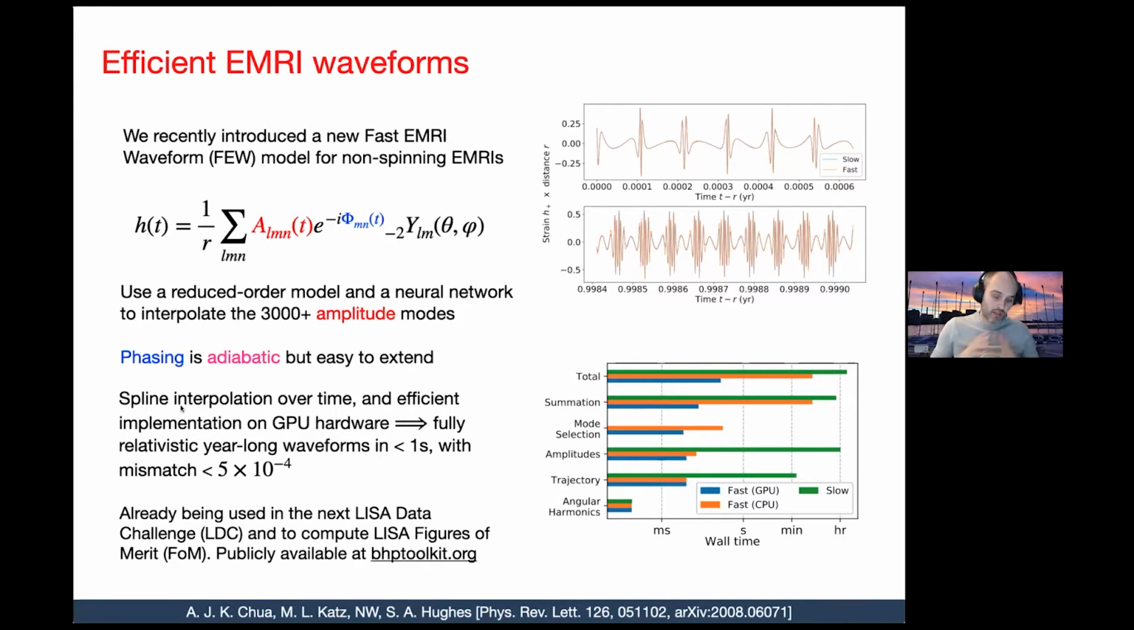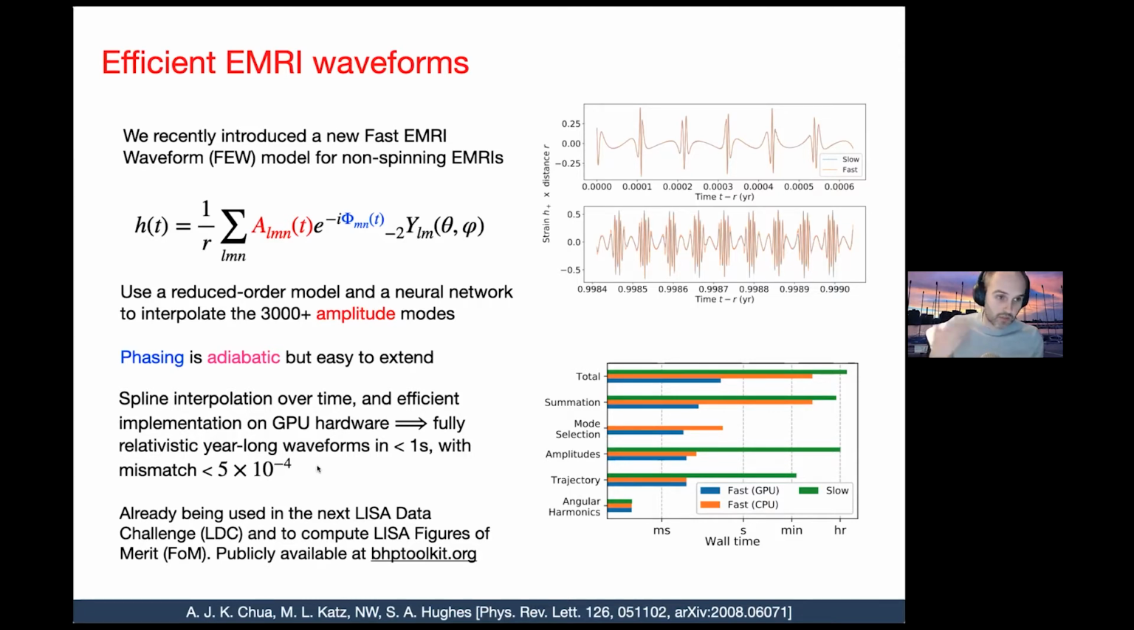We also interpolate over time. We compute the results at a bunch of points in time, and then we spline interpolate across that. The combination of the spline interpolation and the neural network interpolation for the amplitudes consists of linear algebra operations, and these are extremely efficient on graphics processor hardware. With this particular setup, we're able to compute fully relativistic waveforms, up to first order in the mass ratio, in much less than 1 second. So we compute a year-long signal in significantly less than a second, with a mismatch with the true, slowly computed accurate waveform of less than 10 to the minus 4.